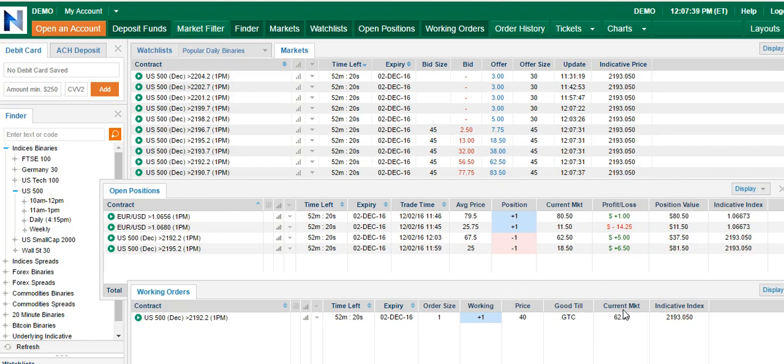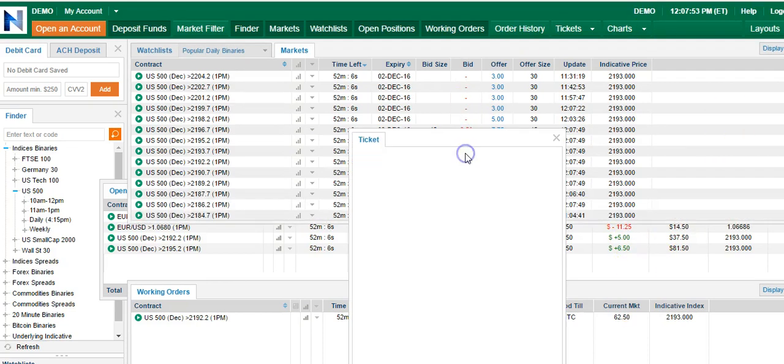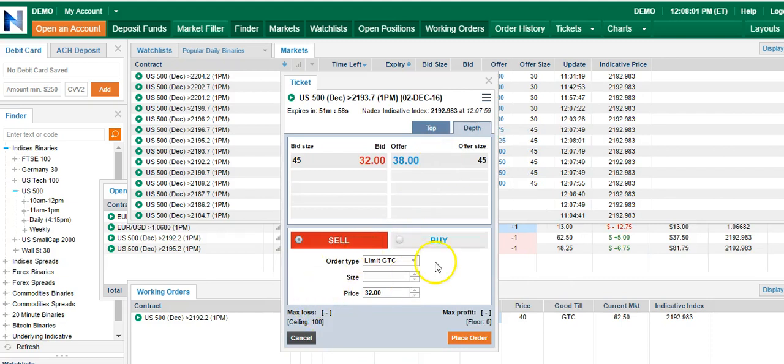Binary options is really simple in the sense that the contract will close at $100 or it'll close at zero. And then it just depends on how much you're paying for it. How much are you willing to pay for it? And again, those things are all listed there on the ticket. So this ticket will pop up. Again, the max loss is there.